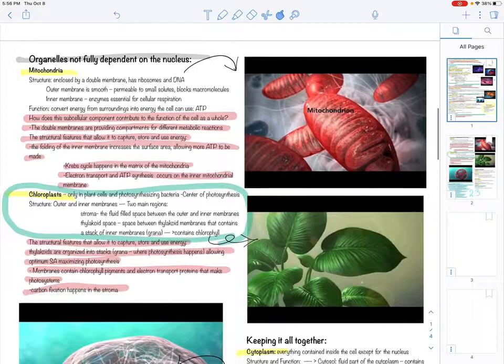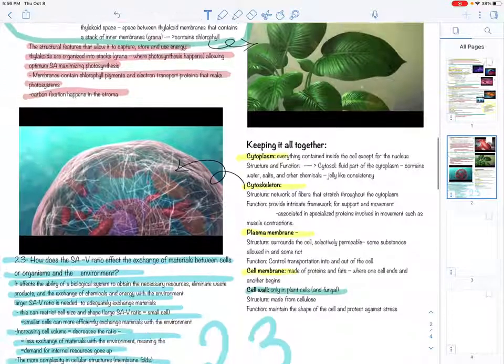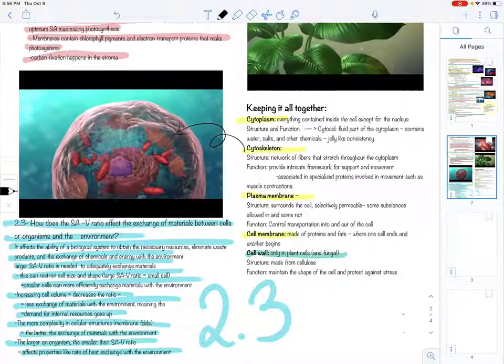Now, organelles that are not fully dependent on the nucleus. This is our next category of our organelles. We have our mitochondria and our chloroplasts. Okay, so we've talked about these before. And our last category is keeping it all together.